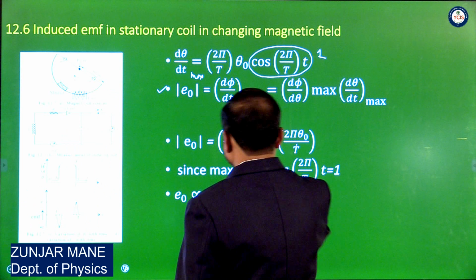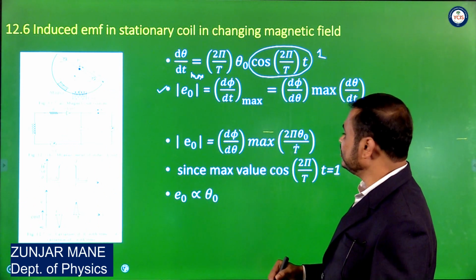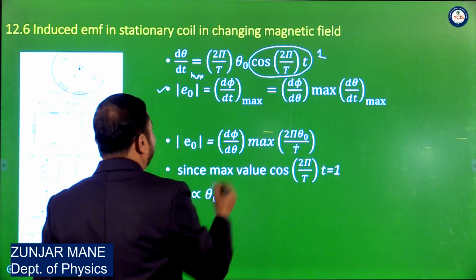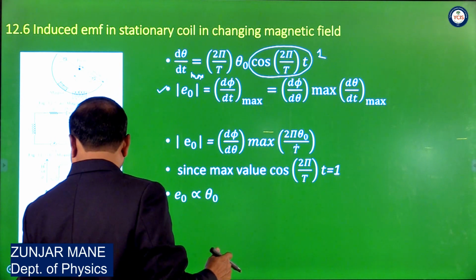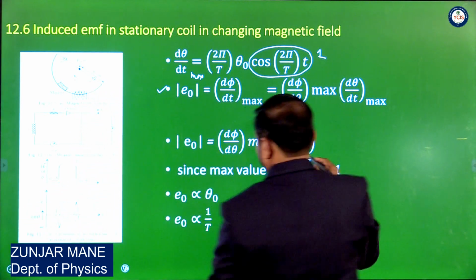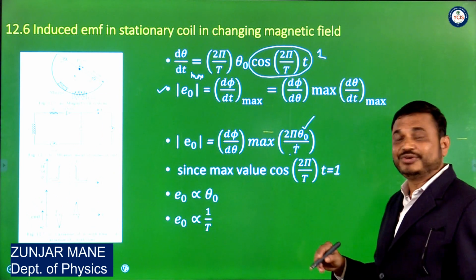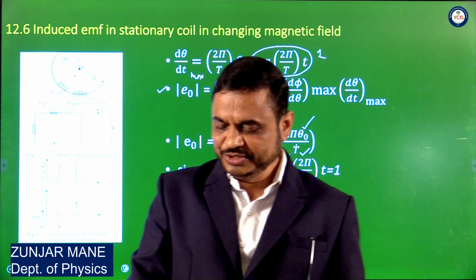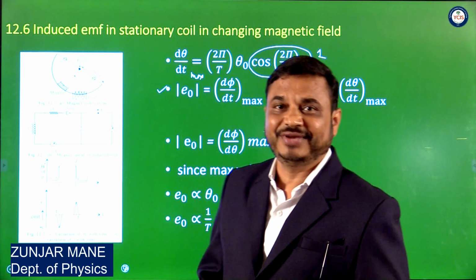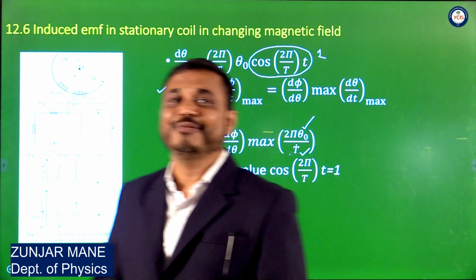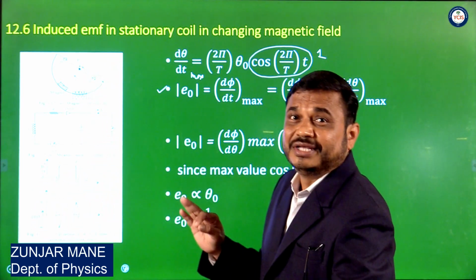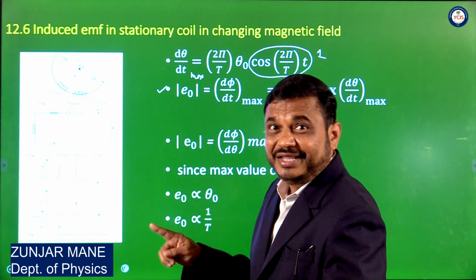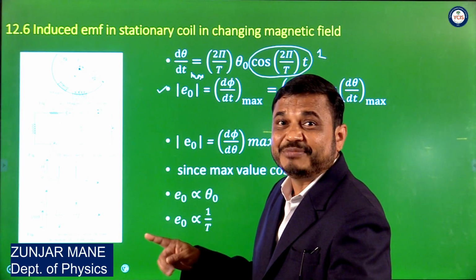So from this expression, we have E0 directly proportional to θ0, that is the maximum angular displacement, and it is inversely proportional to the time period T. Thus, for the induced EMF in a stationary coil in a changing magnetic field, the peak or maximum value of EMF is directly proportional to θ0, the maximum angular displacement of the magnet, and inversely proportional to T, the time period, that is, directly proportional to the frequency of oscillation.